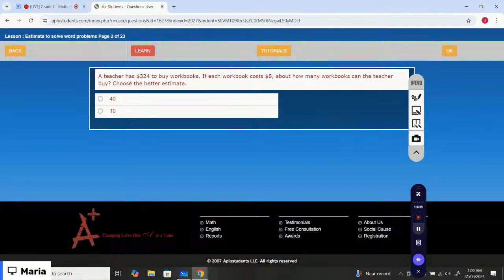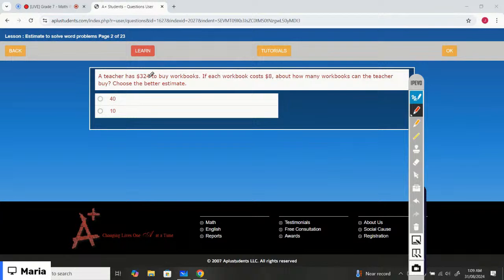324, you have to divide it by the 8, right? But you need to estimate first. So you cannot divide 324 by 8, right? You can round it off to 320 because 8 times 4 is 32, right? So you can now divide it by the 8. So 8 times 4 is 32. So you have 40 is the correct option.